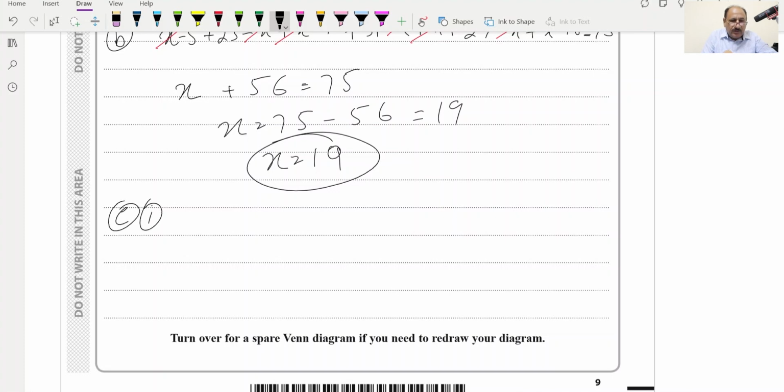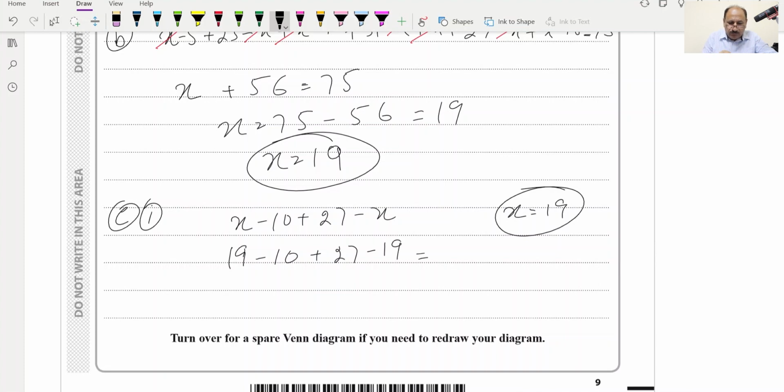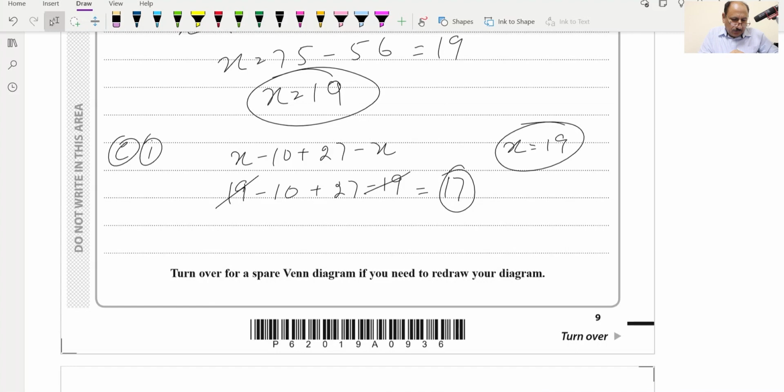C part 1 is x minus 10 plus 27 minus x, and we know that x is equal to 19, so we can replace it over here. So 19 minus 10 plus 27 minus 19, and this is cancelled, so 27 minus 10 will be 17. So the answer will be 17. C part 2 we can solve over here.